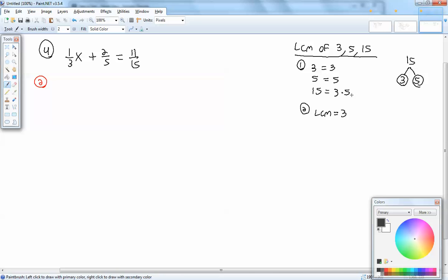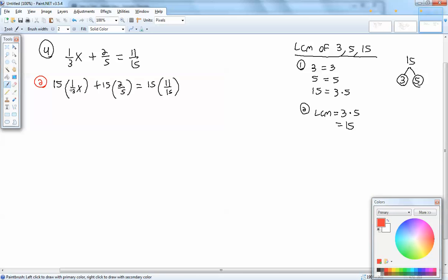Let's go to our next prime, which is 5. And I'm looking for the greatest number of 5s on a single line. There's none here, 1 here, 1 here. So our greatest number of 5s on a single line is 1. So our LCM would be 15. Now some of you could just see that. Okay, so we're going to multiply everything by 15. We'll multiply it times our first fraction. We'll multiply it times our second fraction. And we'll multiply it times our fraction on the right side.